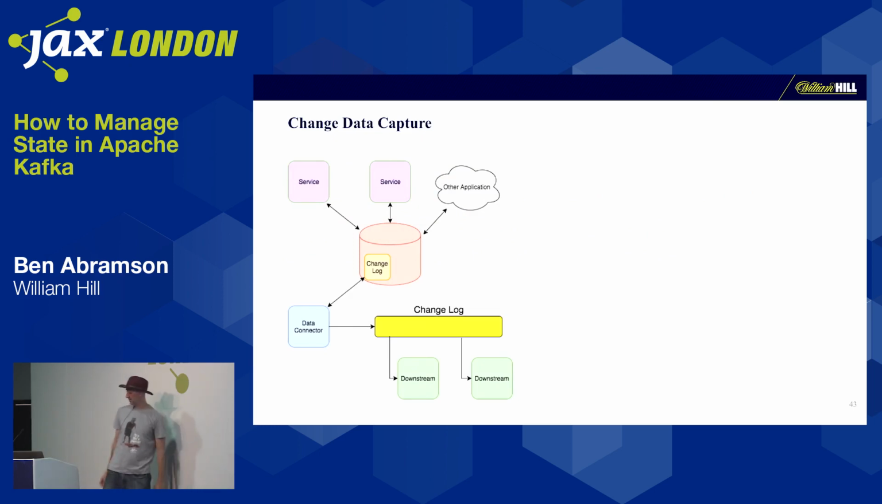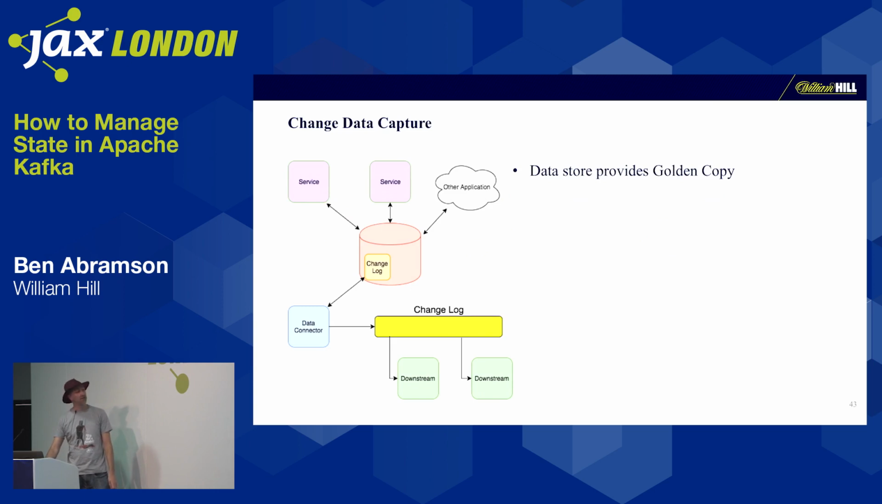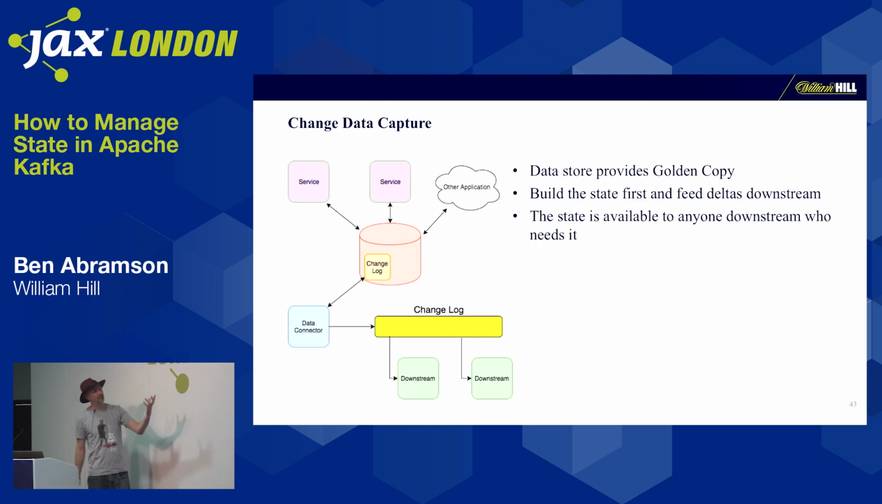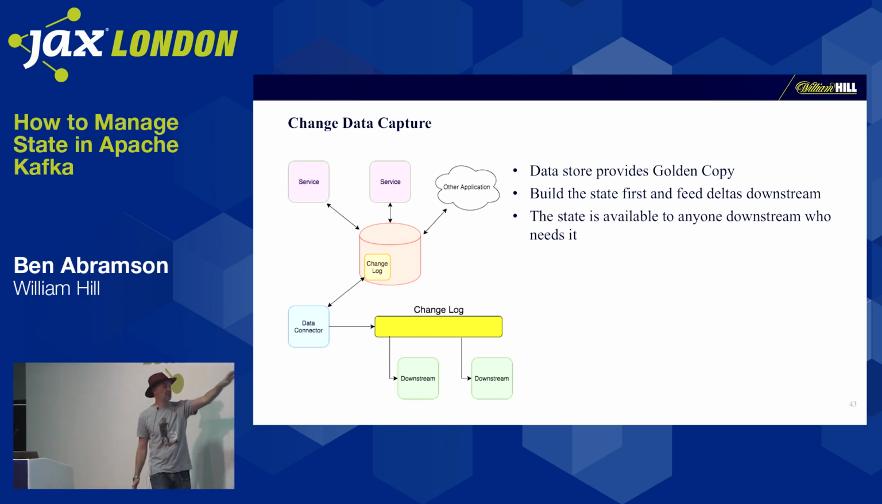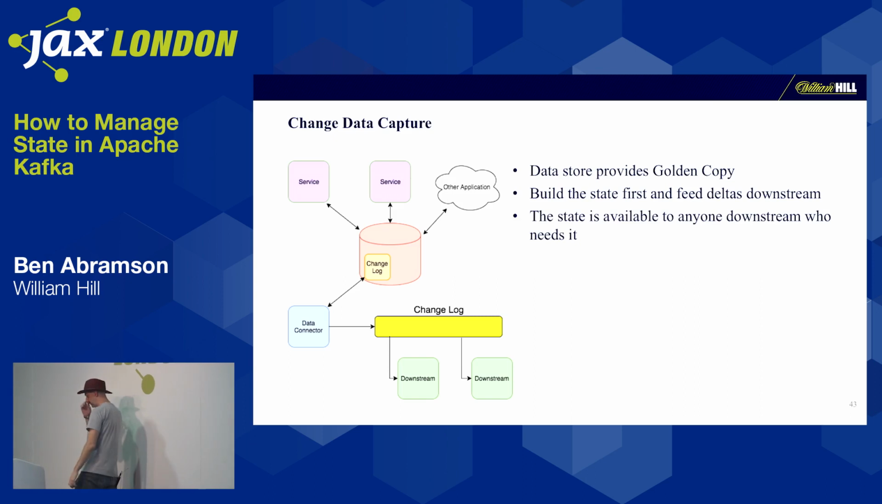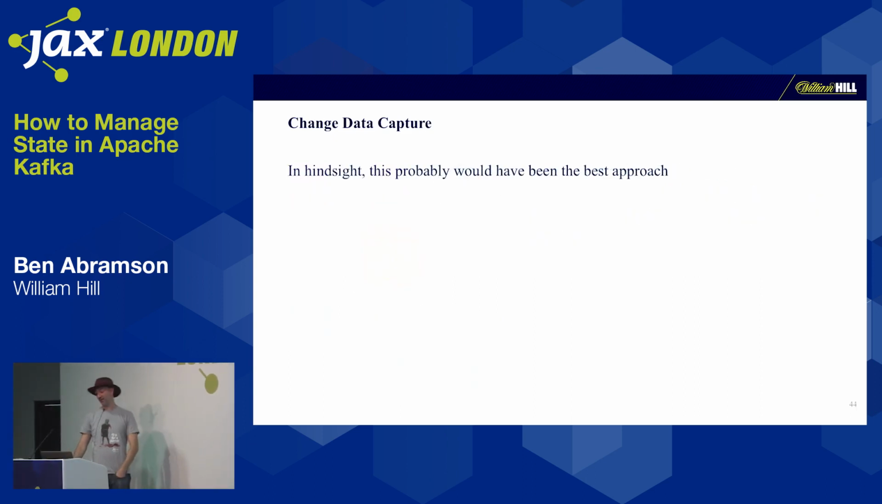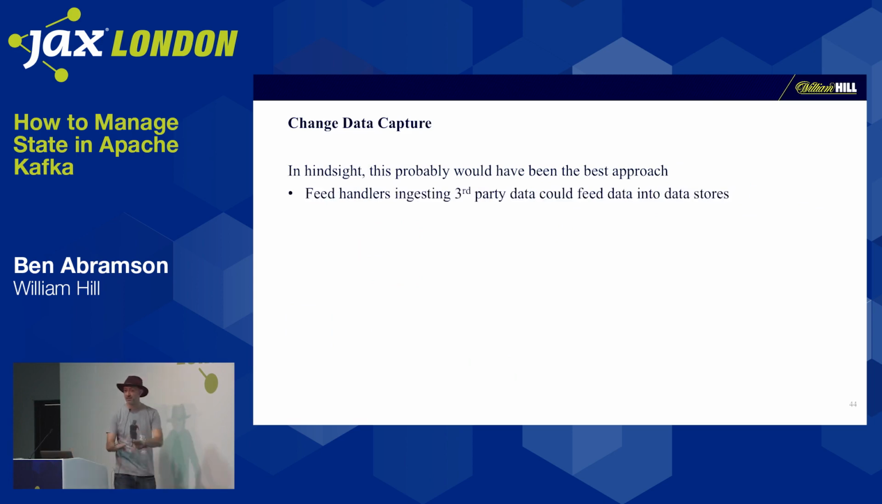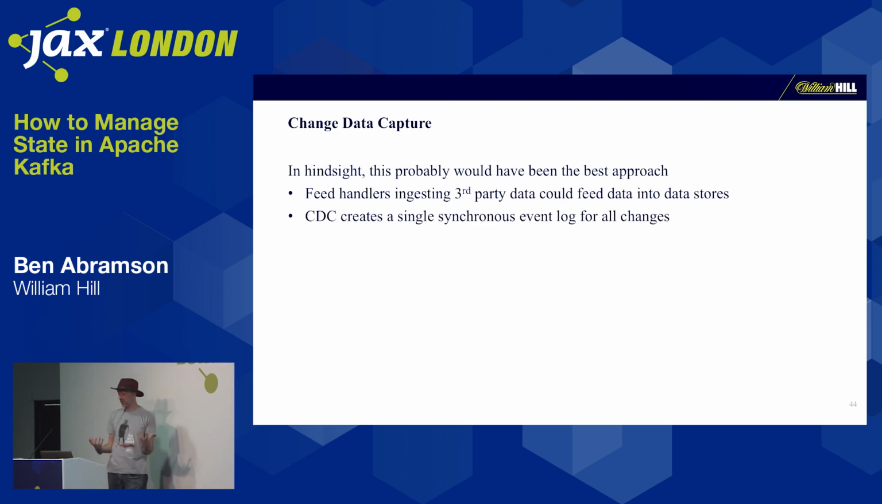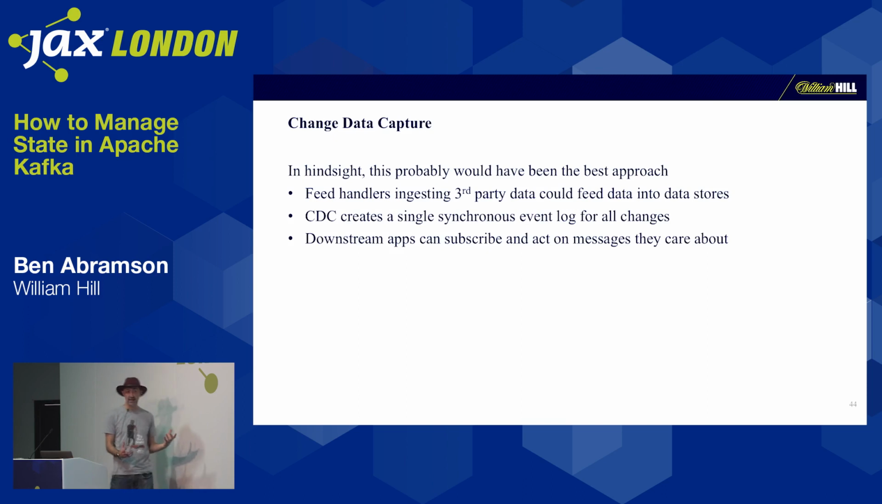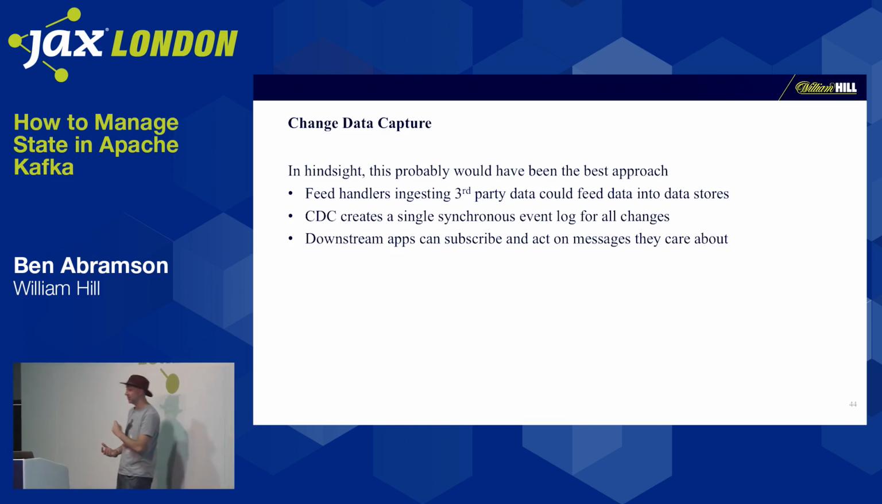So you have your database, which is kind of your golden copy, and you build the state in the database as you would. Services come in, interact with that data, and it holds the state. And then the state is available to anyone downstream who needs it because you just trigger these changes. So in hindsight, this would have been the best approach. We could have had feed handlers sending those deltas straight into databases to update state. And then CDC would just create a single synchronous event and off it goes. And anybody who wants to act on that can. They just subscribe: I'm interested in that event, I'm going to trigger something.